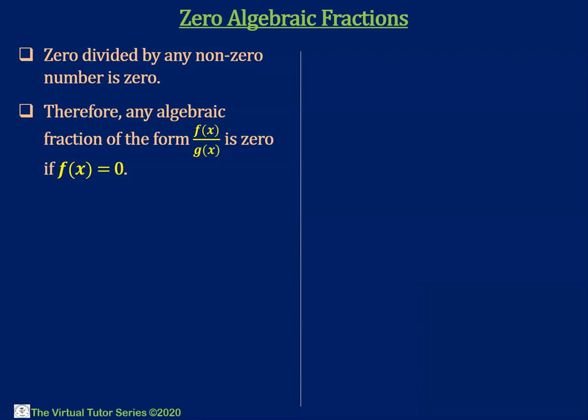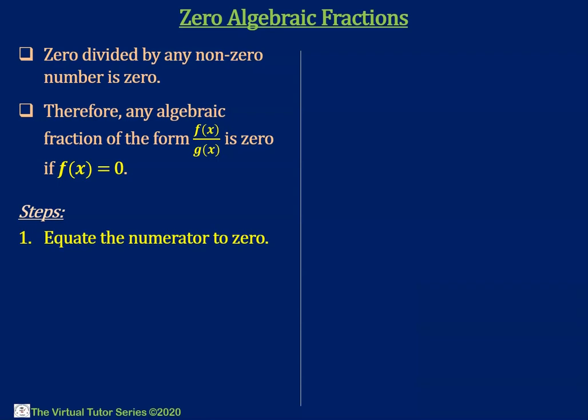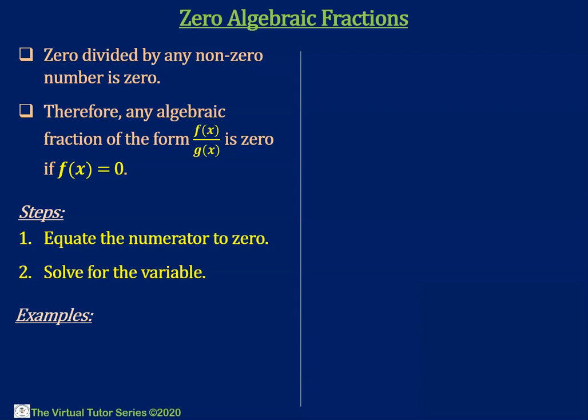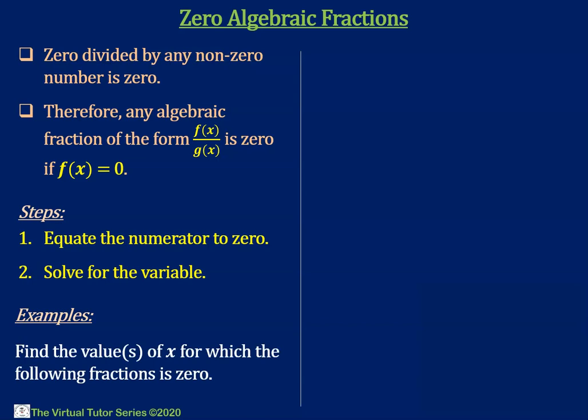We can therefore determine the value or values for which a given algebraic fraction is 0 by simply equating the numerator to 0 and solving for the variable. The proof of the pudding is in the eating. Therefore, let's have a look at the following examples. Find the values of x for which the following fractions is 0.